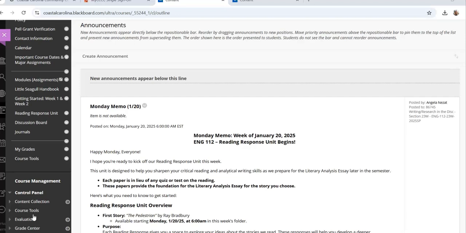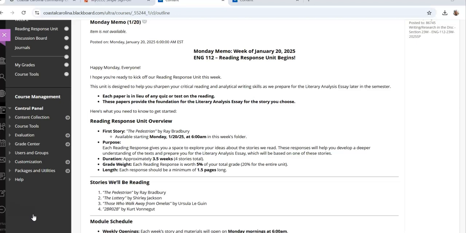Okay, so let's go ahead and get started. So, again, overview. You're starting off reading Ray Bradbury. The purpose is that these reading responses give you the space to explore your ideas about the story and learn how to write about plot, character, theme, all of those aspects, so that when you are going to begin your literary analysis essay, which is your first big essay in the class, you have the tools to write that.